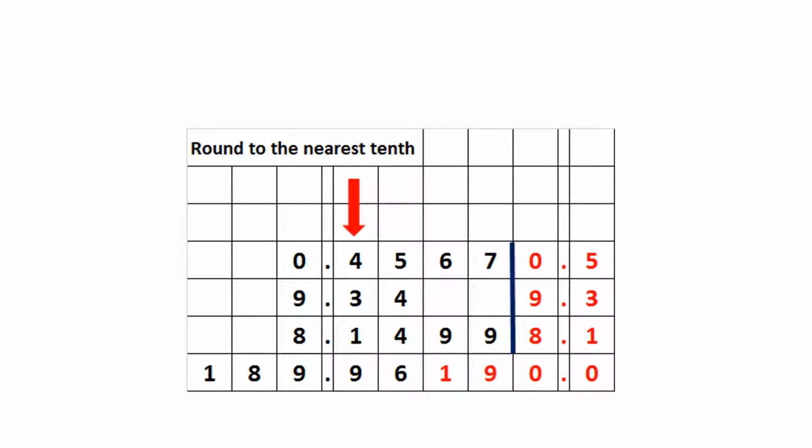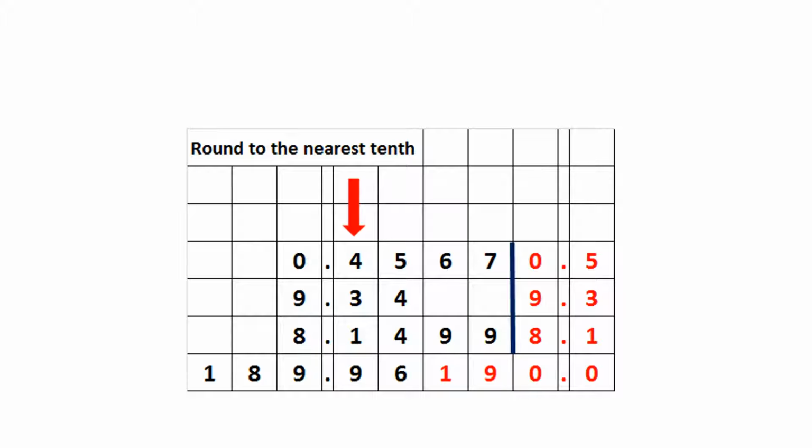Now some people say, well, wait a minute. The 9 next to the 4 would make that a 5, and then we'd have 0.15, and the 5 would make the 1 a 2. But that's not the rules in rounding. The number next to the 1 is a 4. You don't care about any other numbers to the right, and that's 8.1.